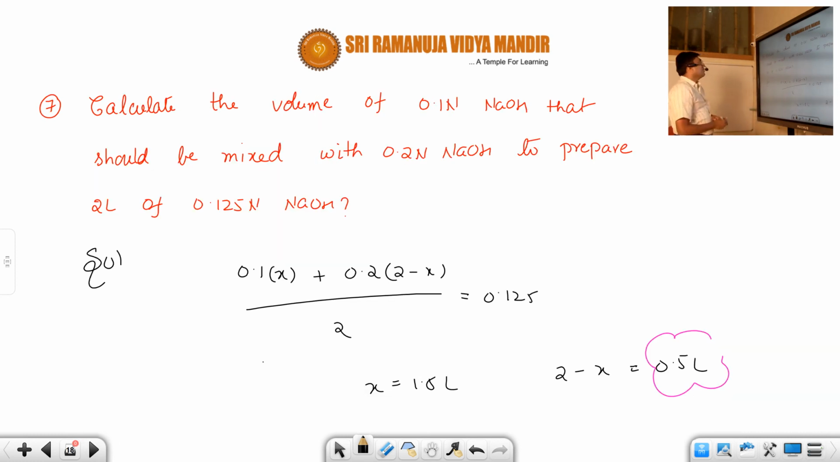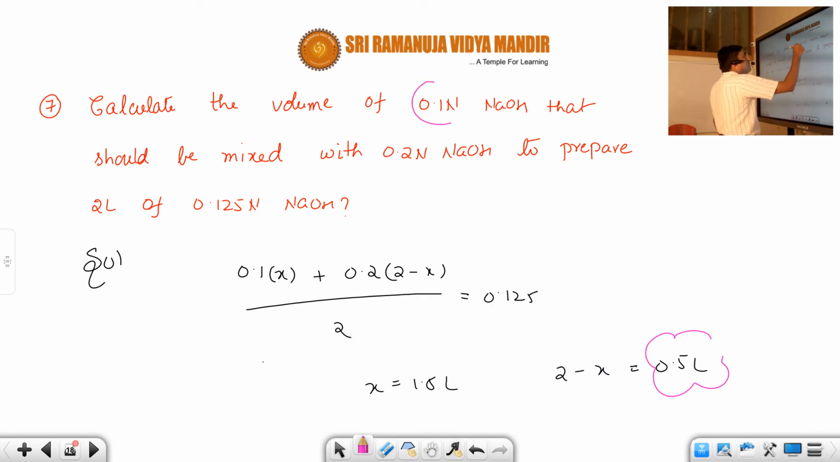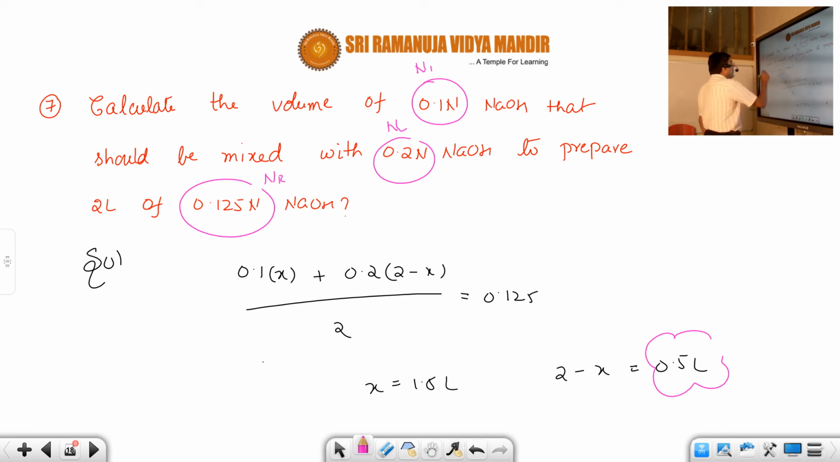Let us solve another question. Calculate the volume of 0.1 normal NaOH that should be mixed with 0.2 normal NaOH to prepare 2 liter of 0.125 normal NaOH. The question is on the same lines. So try to understand, students. Let us take 0.1 normal as N1, that should be mixed with 0.2 normal, let us take as N2, and the resultant is NR. To prepare 2 liter, that is VR, V1 plus V2.